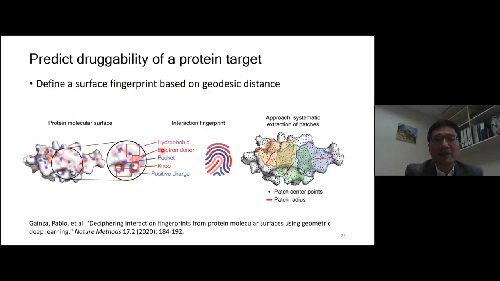Okay, so in this case, we get this interaction fingerprint, which is hydrophobic. As I showed you already, this is a typical hydrophobic. And this red color, because of the negative charge, can be a potential electron donor of the pocket. And the blue represents a positively charged region, and so on. And therefore, we can get this interaction fingerprint. And eventually, we get this systematic extraction of patches, which we use to represent it.